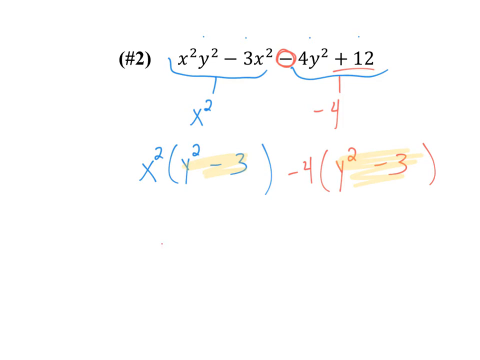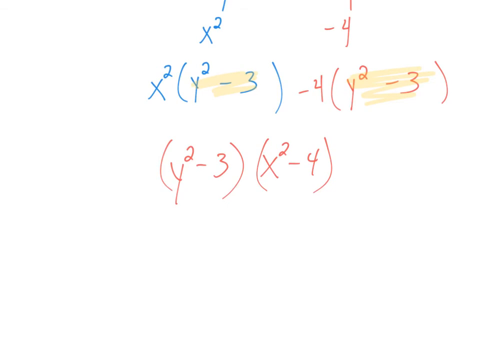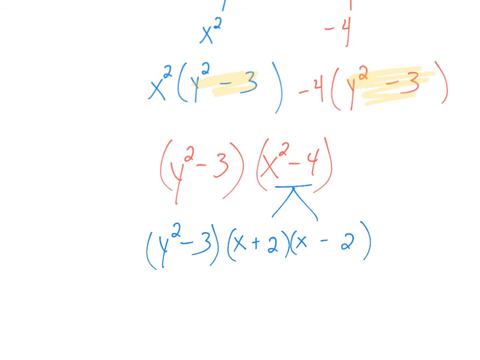So you take out the common parenthesis, the y squared minus 3, and then we put in the leftovers, x squared minus 4. And we are not quite done because this second parenthesis is actually 2 perfect squares. X squared is x times x. 4 is 2 times 2, and we're going to put a plus sign and a minus sign. So this one actually had another step of factoring. We had to factor out a difference of squares at the end, and that will be our answer.